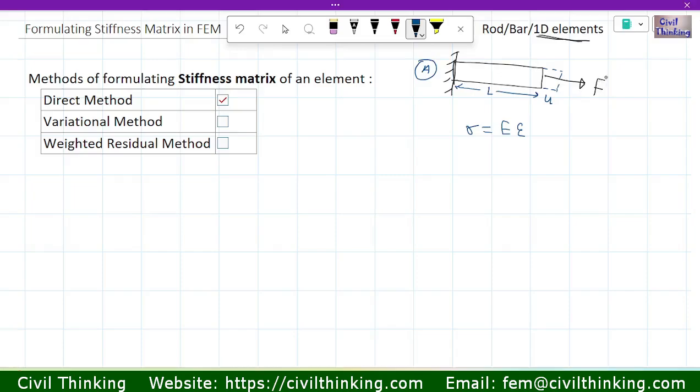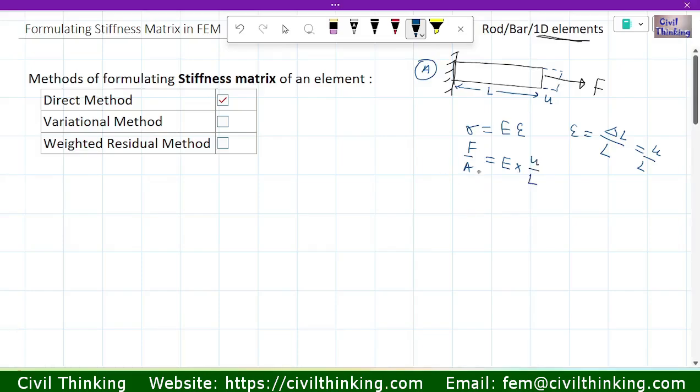So force is F and cross section area is A, so we can write here F divided by A is equal to E times strain. Now strain is the change in length, delta L, divided by the original length, right? Now the change in length is U, this is the deformation. So it is U divided by L.